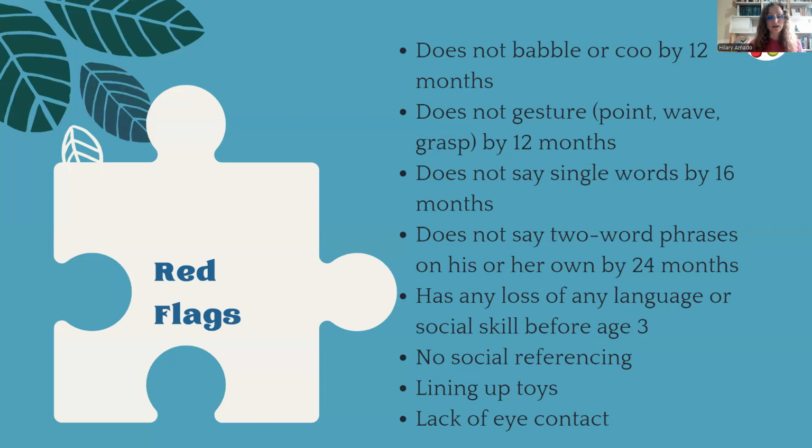Any child that displays a loss of any language or social skill before the age of 3 could be a red flag, as could no social referencing. If you see the individual lining up toys, this could be a sign, or you might see a lack of eye contact.